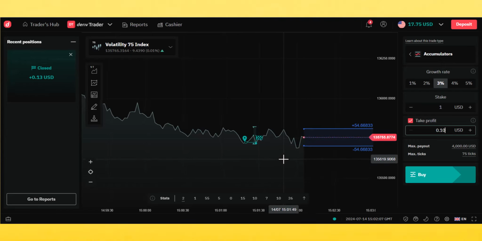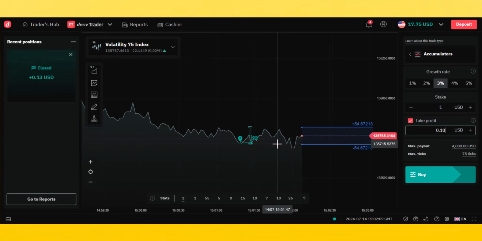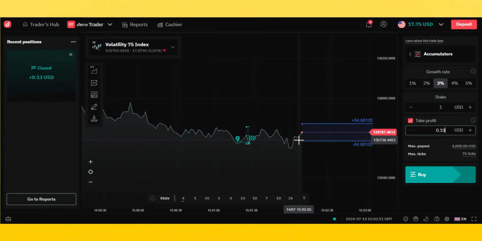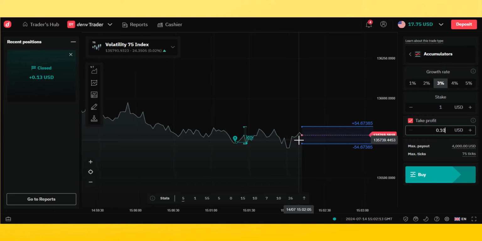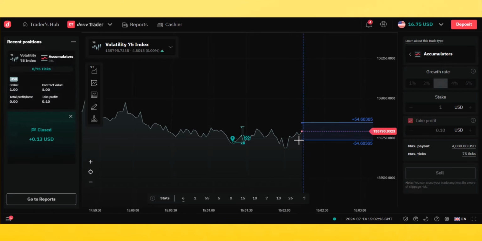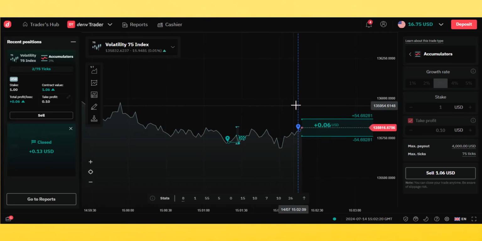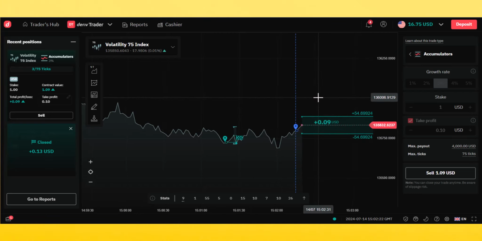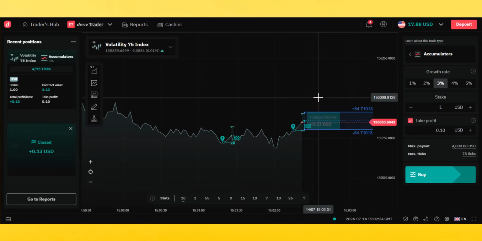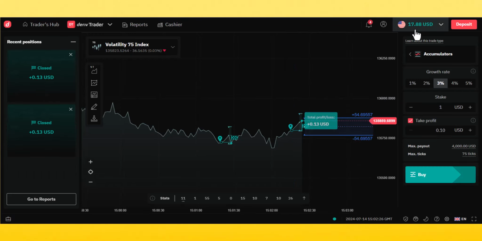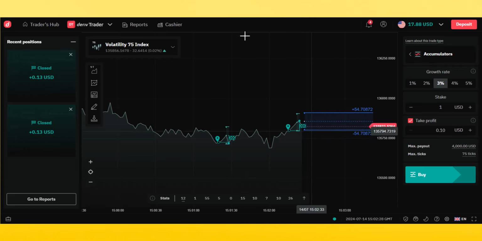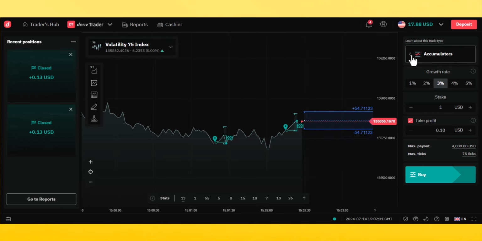All right, so look at it now. It goes 1, 2, 3, like that. So I'll just enter a buy now. So it goes 0.03, 0.06, 0.09, and 0.13. So you have that 13 cents, right? So that is how you use the accumulator trading style.